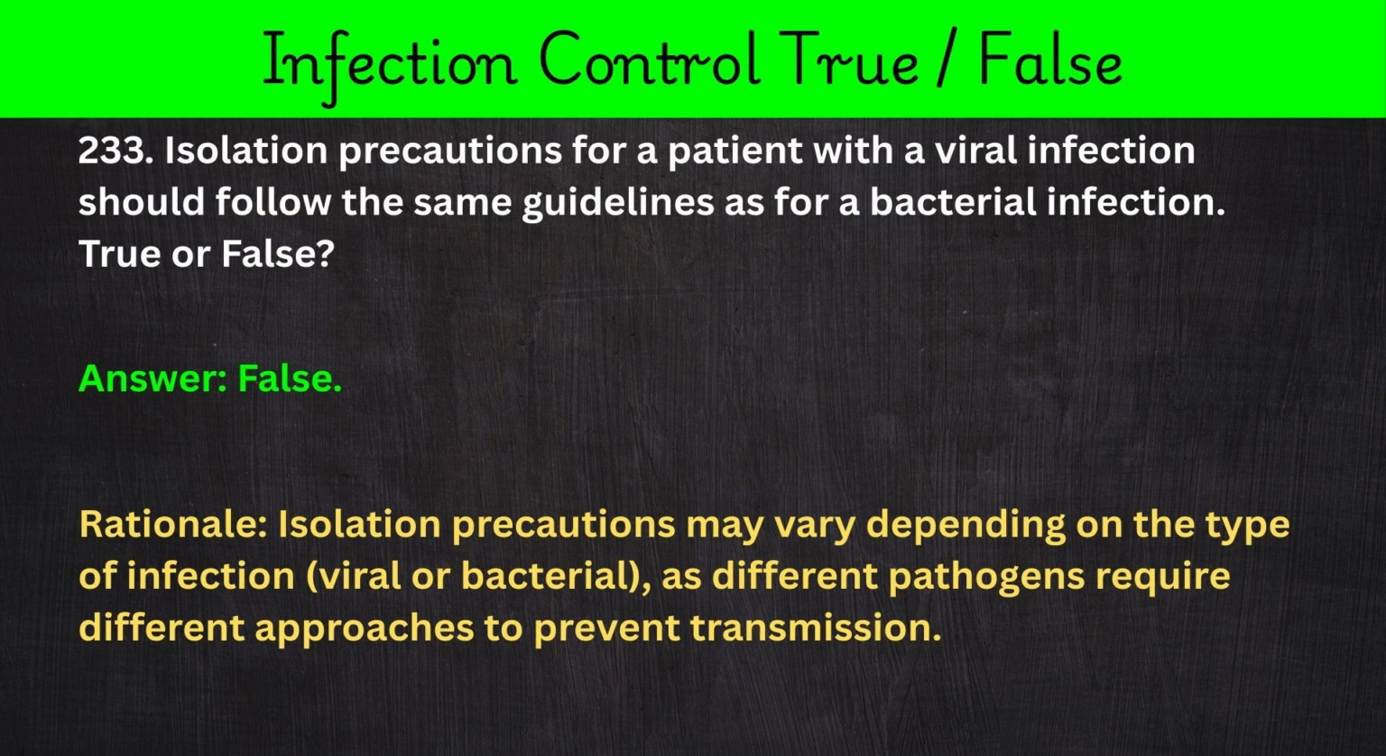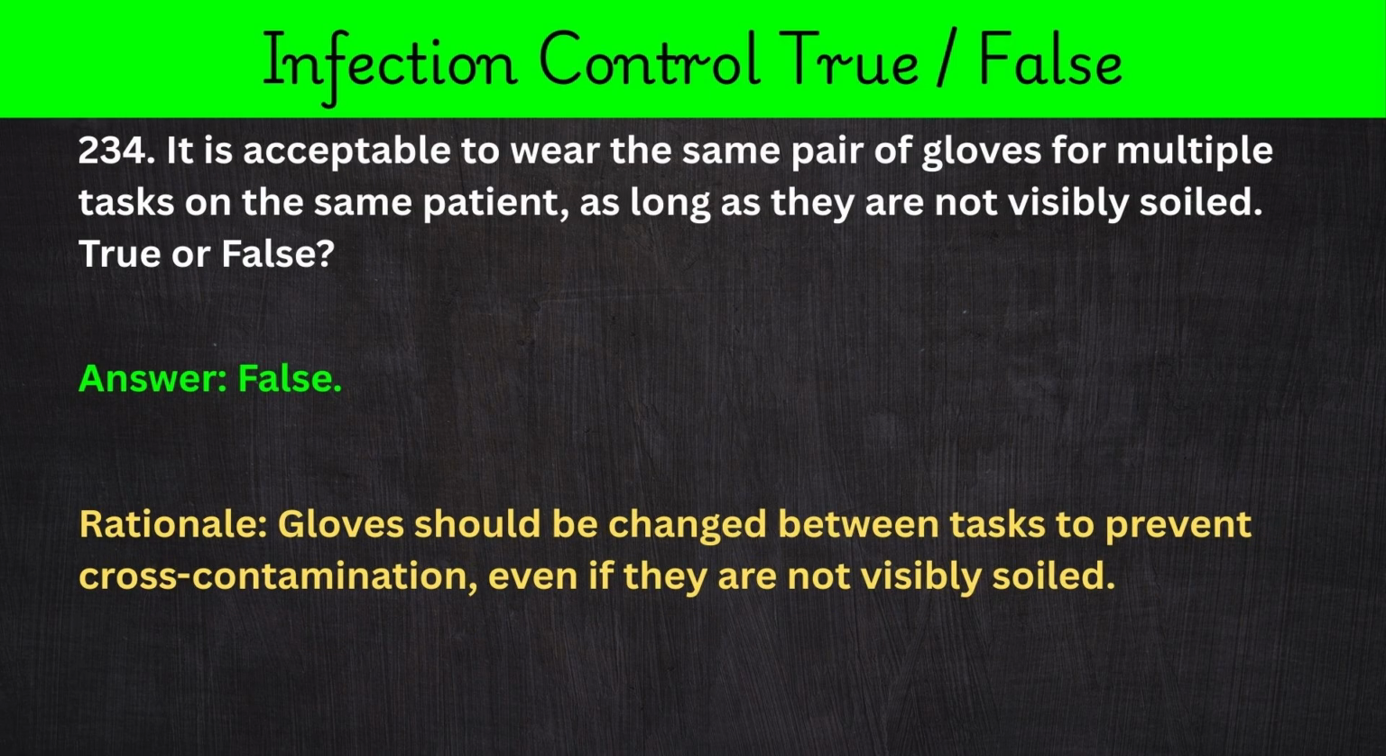233. Isolation precautions for a patient with a viral infection should follow the same guidelines as for a bacterial infection. True or false? Answer: false. Rationale: isolation precautions may vary depending on the type of infection, viral or bacterial, as different pathogens require different approaches to prevent transmission.